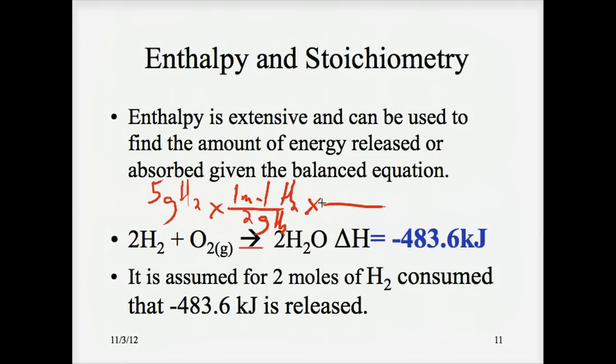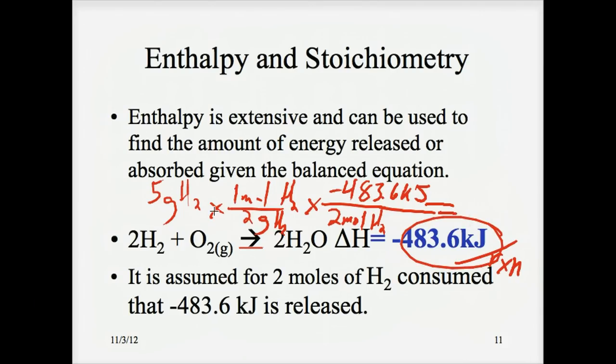And using this negative 483.6 kilojoules, which is basically per the reaction. Our reaction with respect to H2 is that there are 2 moles of H2 in the reaction and negative 483.6 kilojoules of heat are evolved. So you could crunch these numbers to get the actual value, but this is an example of thermal stoichiometry. The key thing to know is that this value is per reaction.